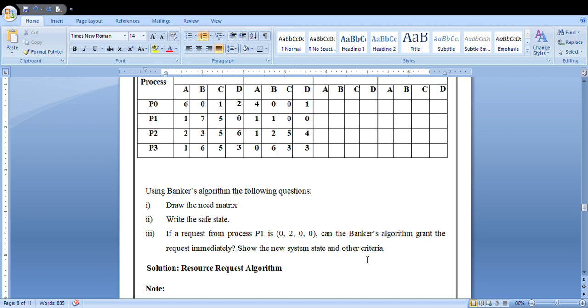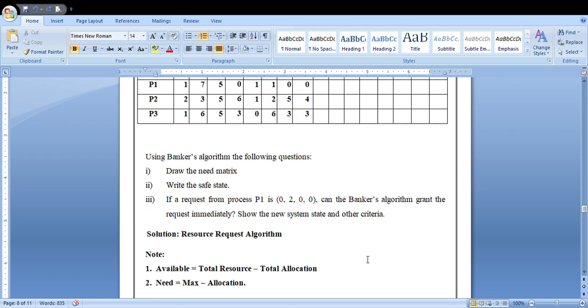This is the question. Before you try to solve the problem, please read the question twice or thrice. Please try to understand and analyze the question first. After you understand the question, then start solving the problem. Here, the first step is you have to calculate the available value. How to calculate the available value?